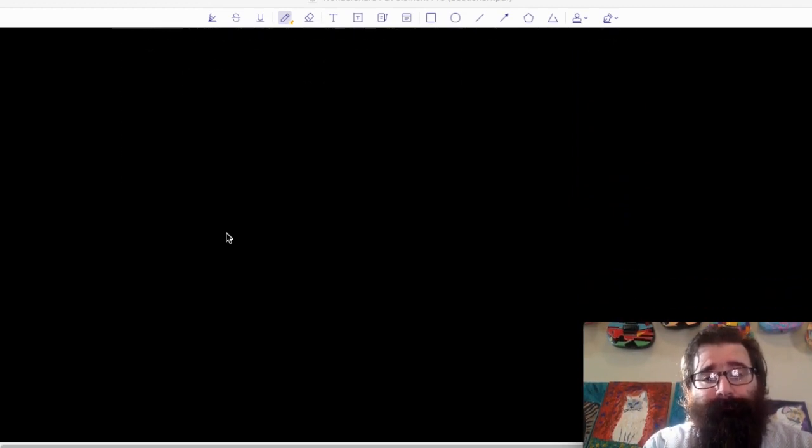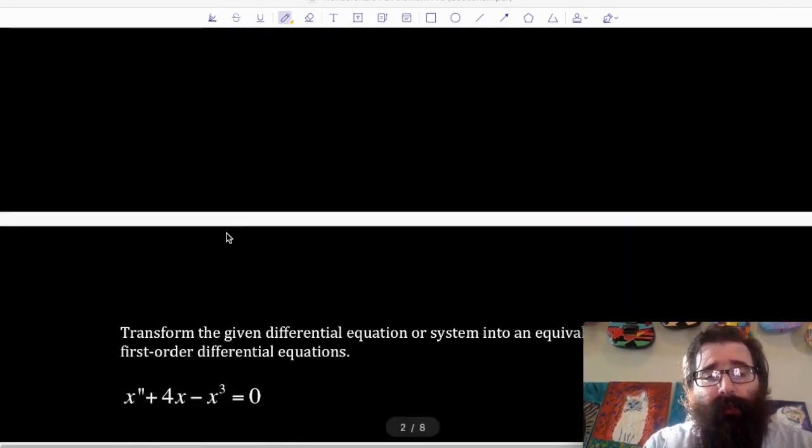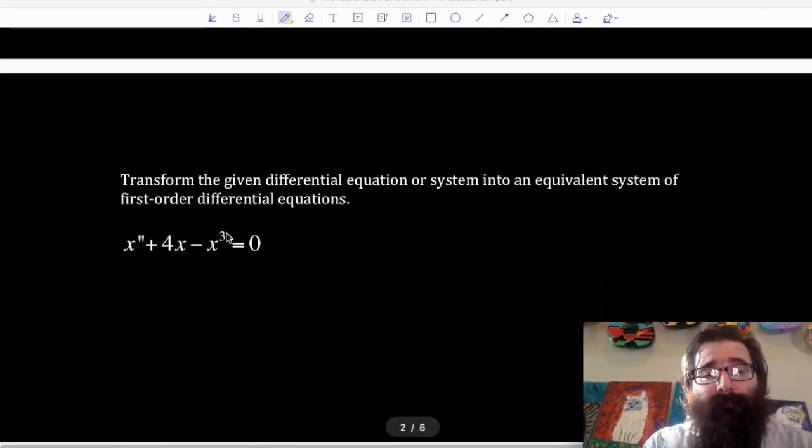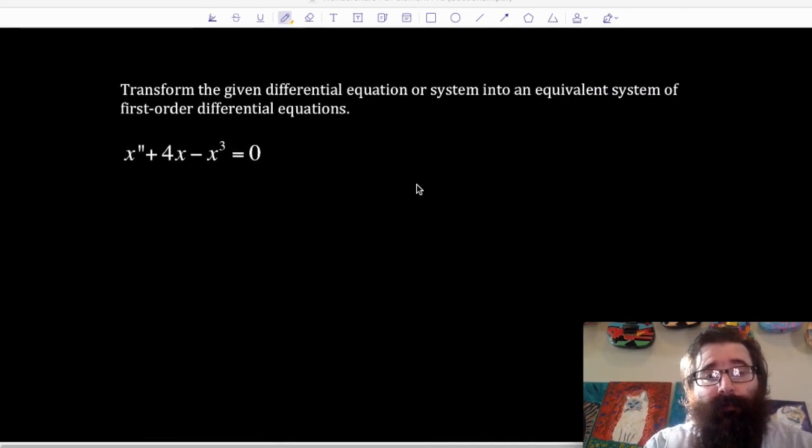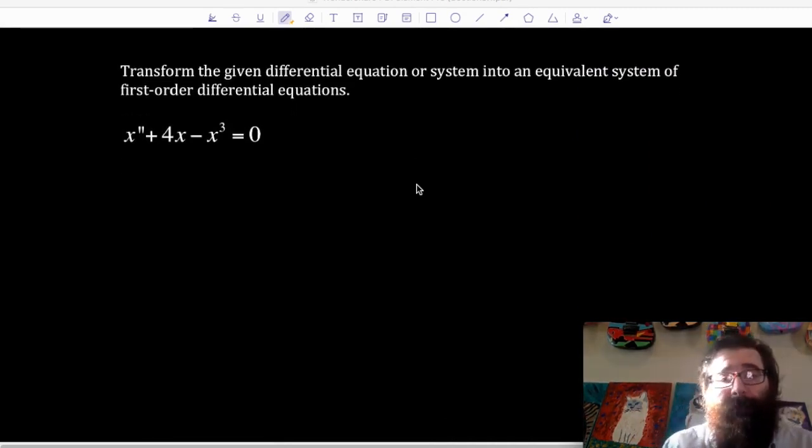Now we're going to get some practice right away by transforming a differential equation into an equivalent system of first order differential equations. There are some steps involved in doing this that I want to talk about. First of all, what we'd like to do with our differential equation is solve for the highest order derivative appearing, which is x double prime in this case.